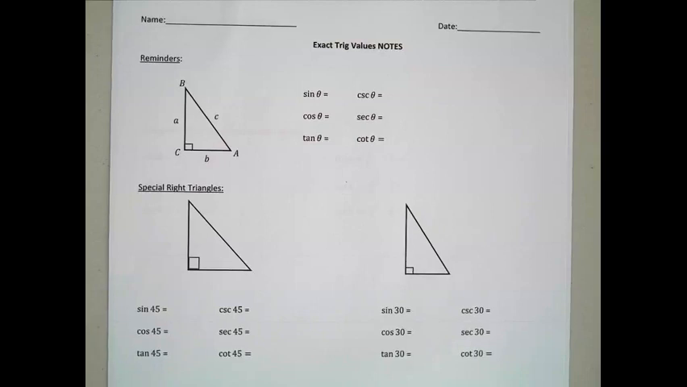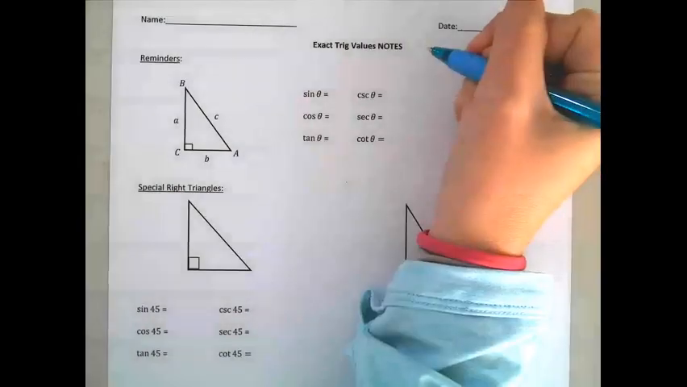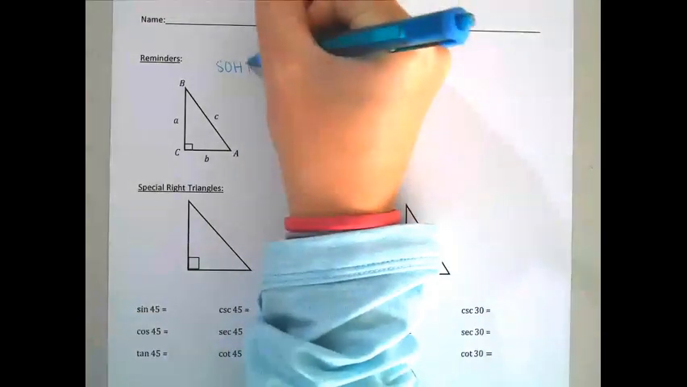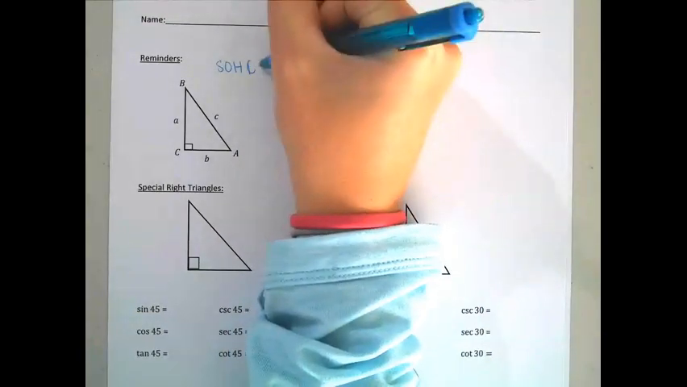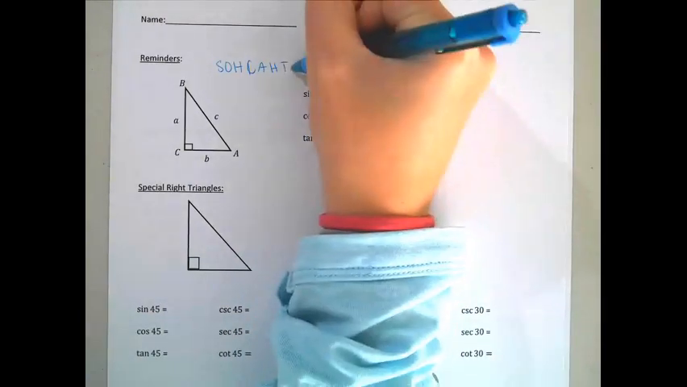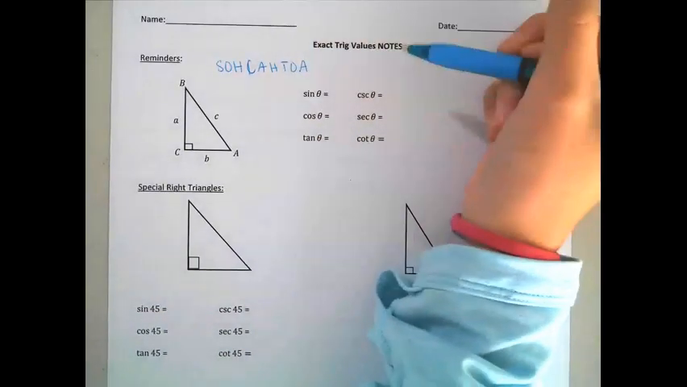Hi guys, today we're going to be talking about trig again. We're going to specifically talk about exact trig values. So just a reminder that we know sine is going to be opposite over hypotenuse, cosine is going to be adjacent over hypotenuse, and then tangent is going to be opposite over adjacent. We know SOHCAHTOA to help us.